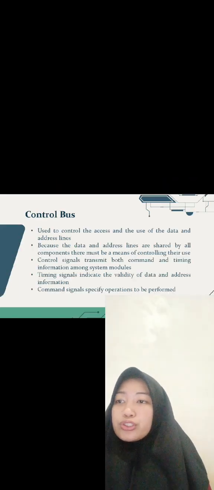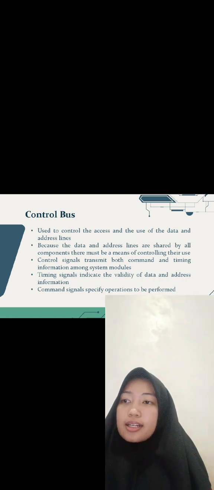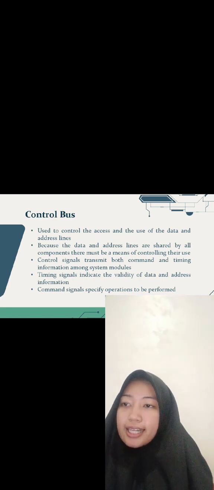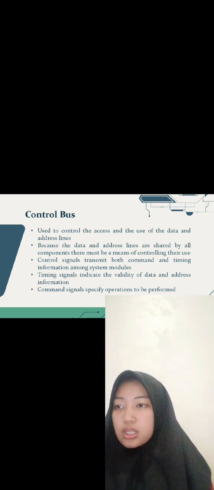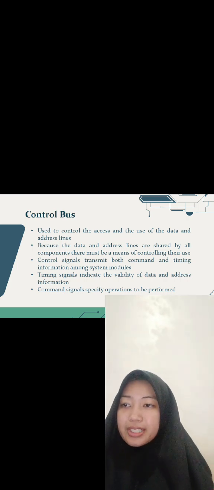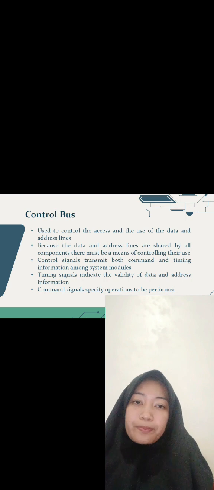Control bus. Used to control the access and the use of the data and address lines. Because the data and address lines are shared by all components, there must be a means of controlling their use. Control signals transmit both command and timing information among system modules. Timing signals indicate the validity of data and address information. Command signals specify operations to be performed.